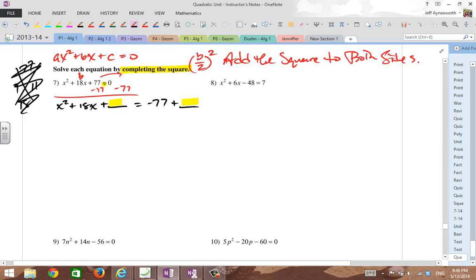But typically it's used when it's not factorable. And, well, this one is. But I don't want to solve it by factoring. So what we're going to do is we're going to take 18, and I'm going to erase all this here.